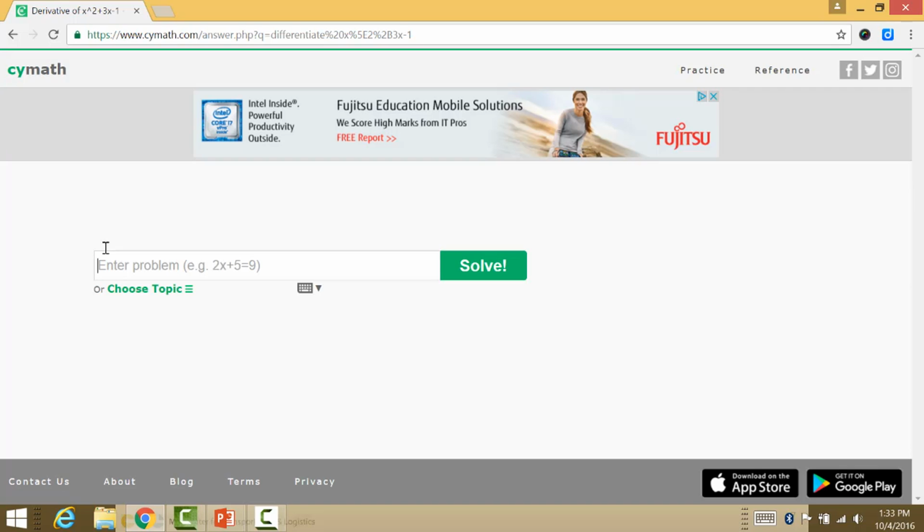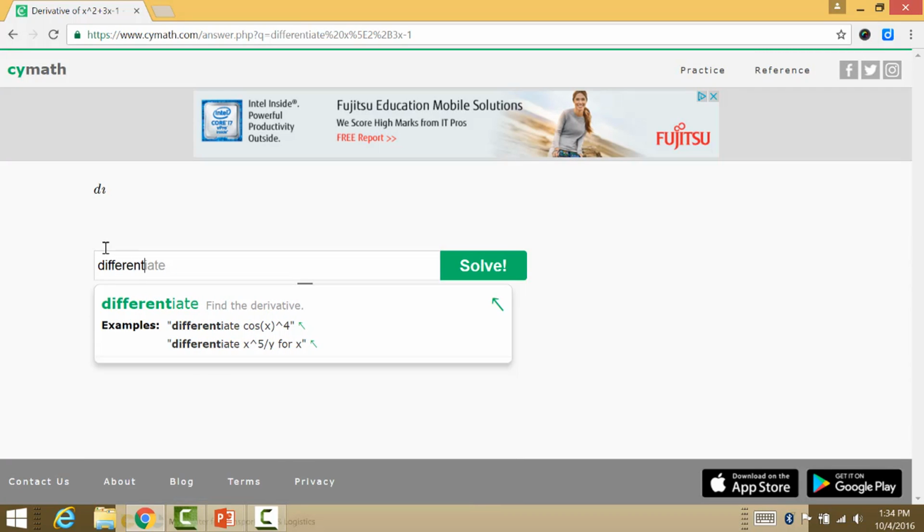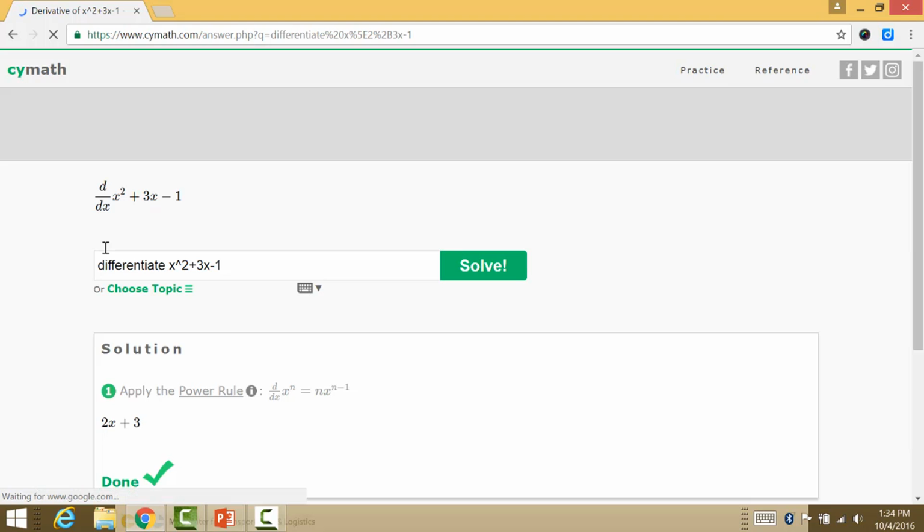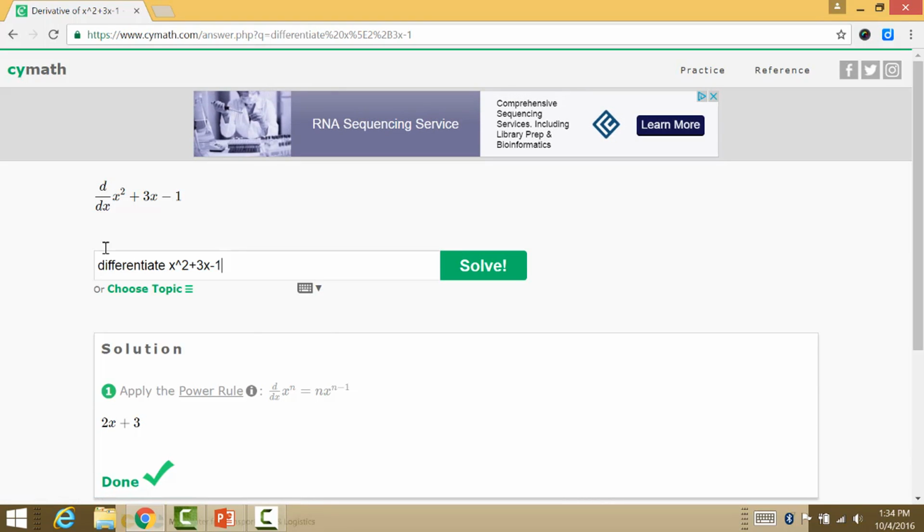So back in SciMath, we're going to type differentiate x squared plus 3x minus 1. We're going to hit enter, or we can click the solve button, and it shows you how it comes to the solution. It applies the power rule, and our answer is 2x plus 3.